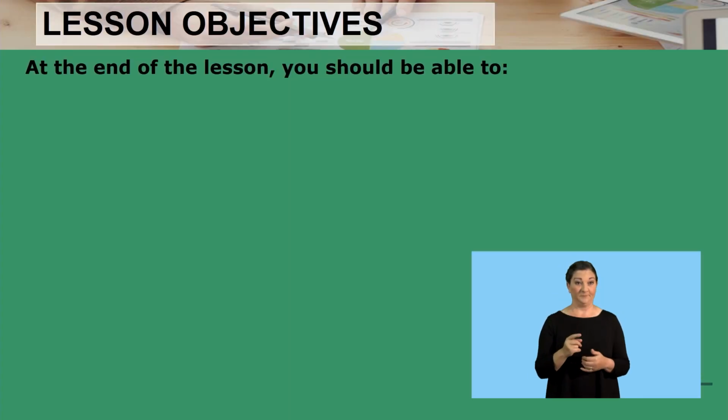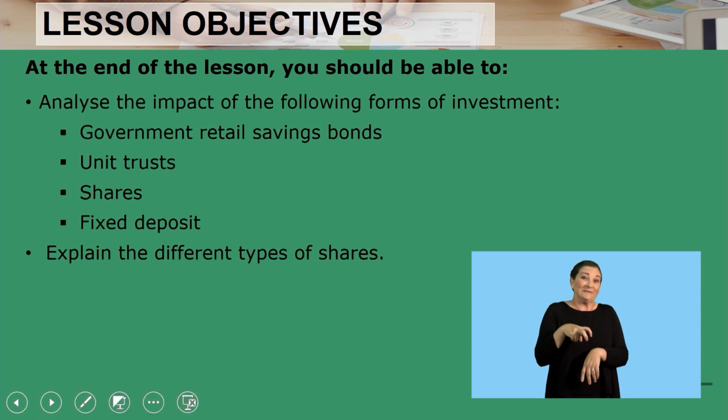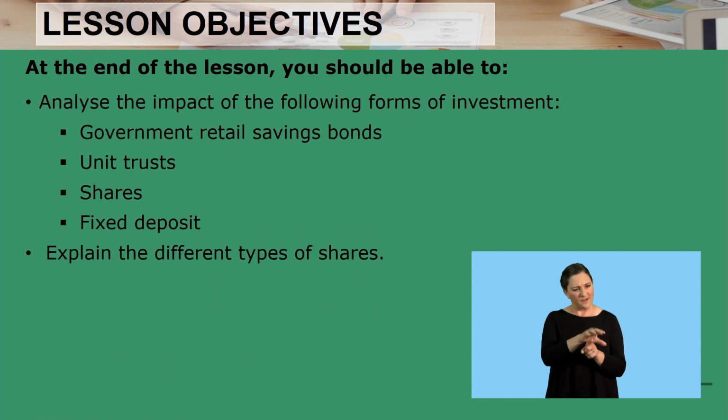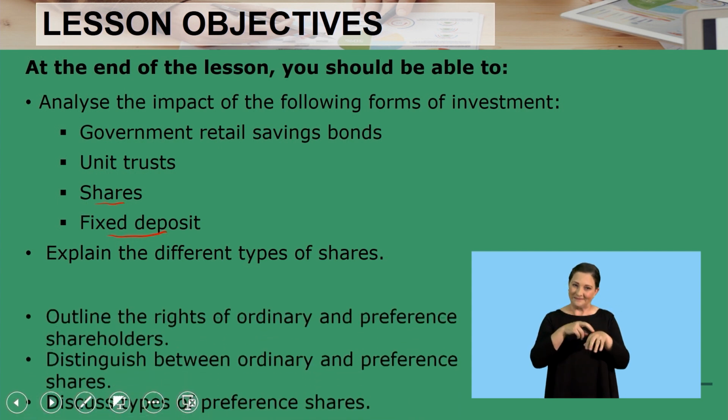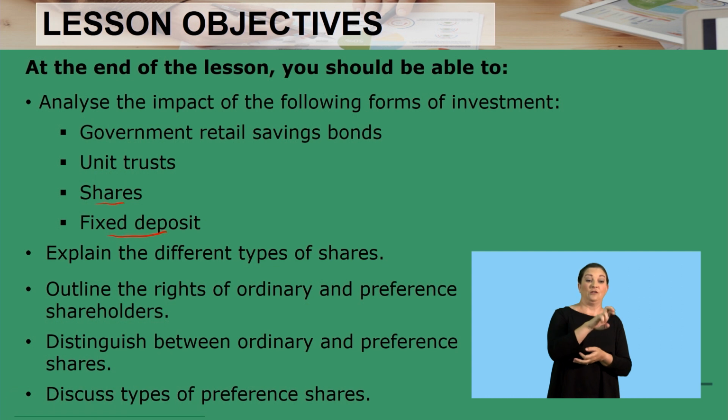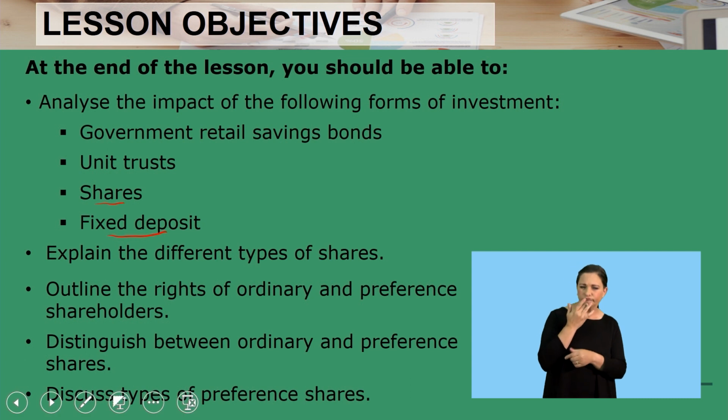Now, lesson objectives. This is what we should know by the end of this lesson. By the end of this lesson, you should be able to analyze the impact of the following forms of investment. Your investments include government retail savings bond, unit trust, shares, together with fixed deposit. You should further be able to explain the different types of shares and outline the rights of ordinary shareholders and preference shareholders, together with distinguishing between ordinary and preference shares, then discussing the types of preference shares.